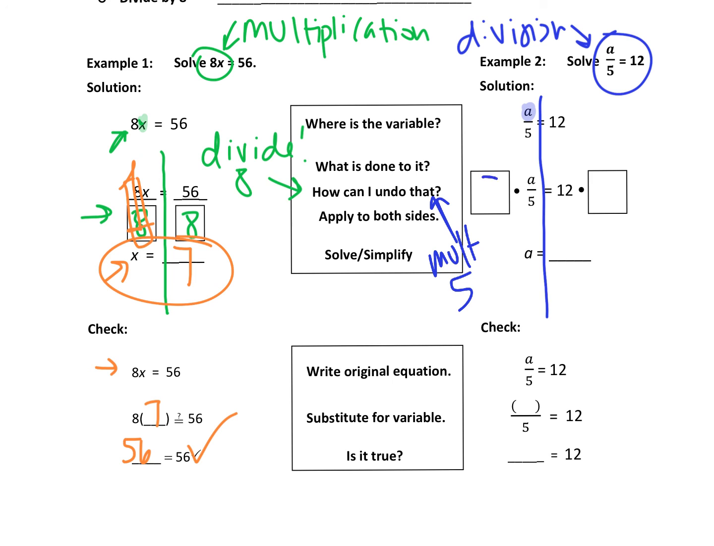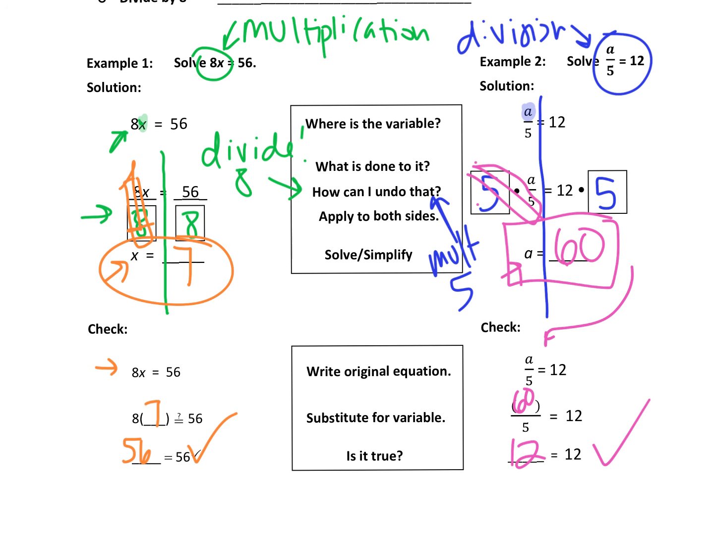Same number, 5. And if I do it on the left, I do it on the right. What happens here, though, is the 5s are going to cancel to make 1, which leaves me with just an a. And then 12 times 5 can be multiplied to find my answer of 60. So when I check, I'm going to take 60 and plug it in for a. So 60 divided by 5, is that equal to 12? Well, yep, 12 equals 12. It works. I have the correct answer.